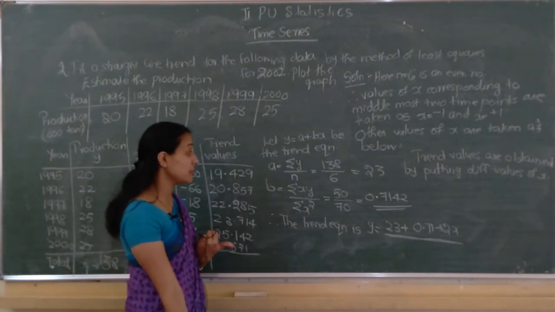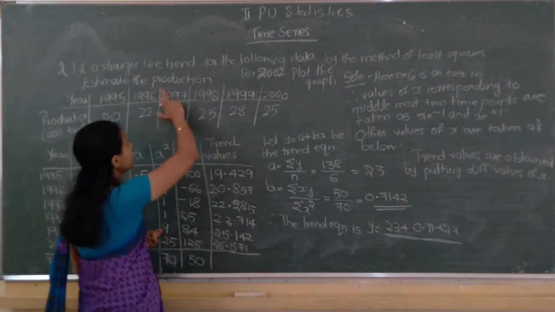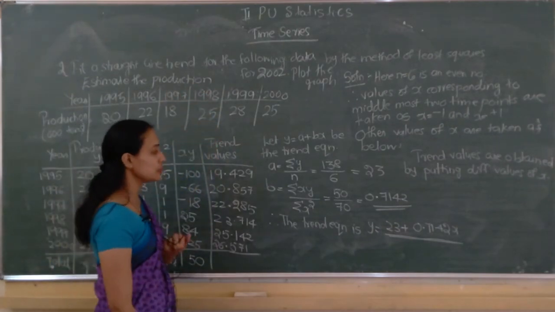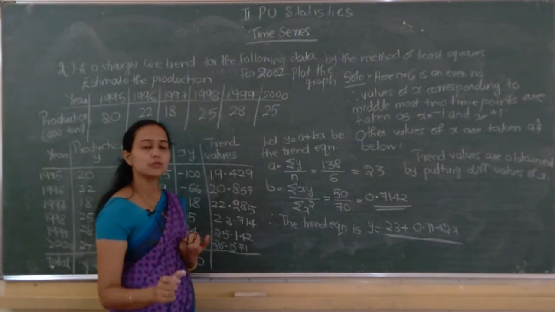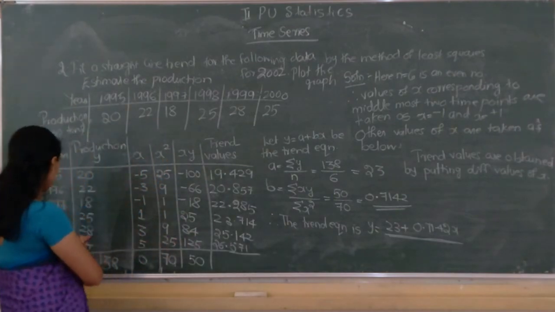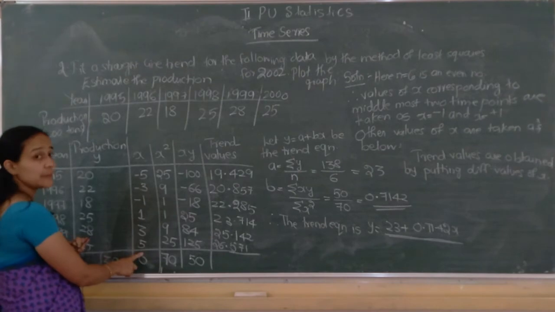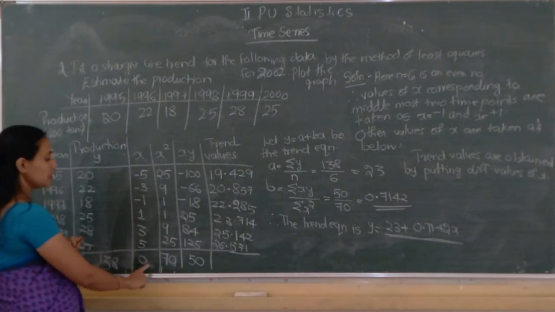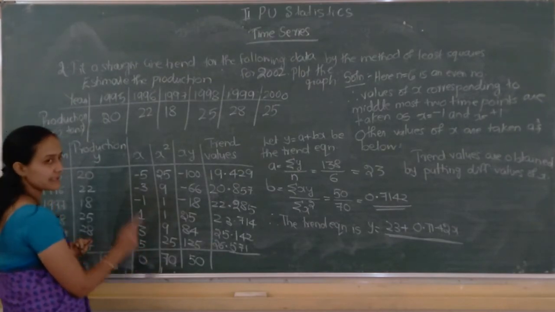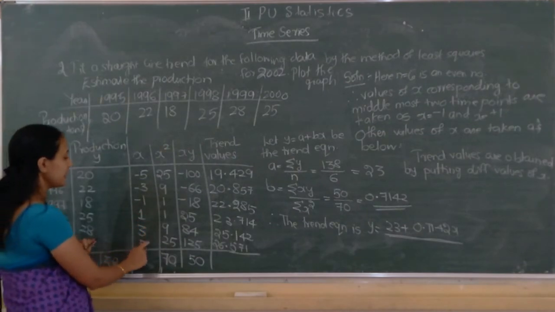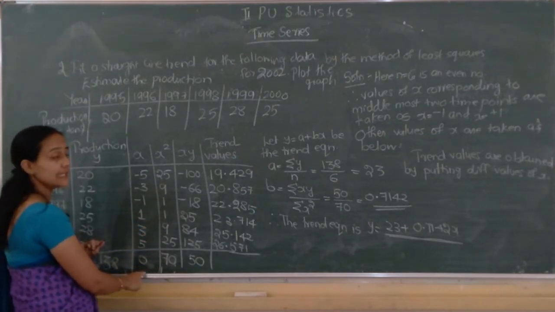What we have to do next is estimate the production for 2002. So for 2002, what is the x value? For 2000 it is 5, for 2001 it is 7, for 2002 it is 9. Remember the difference of 2: 1, 3, 5, next 7, next 9.